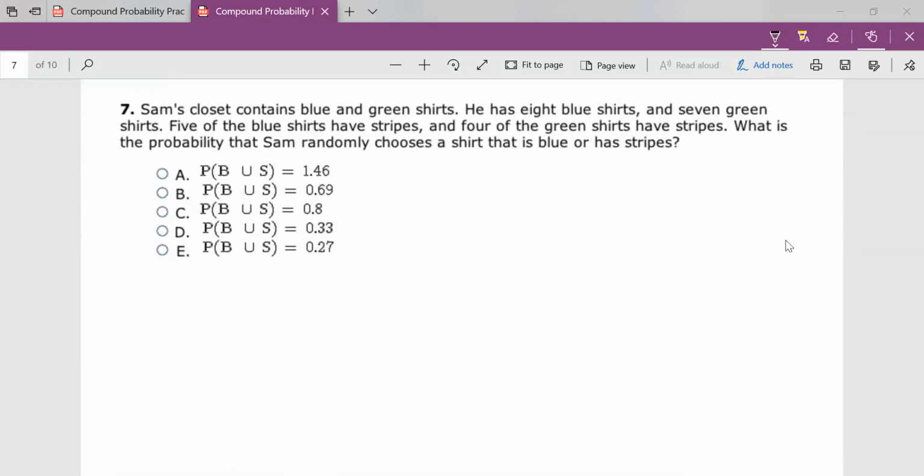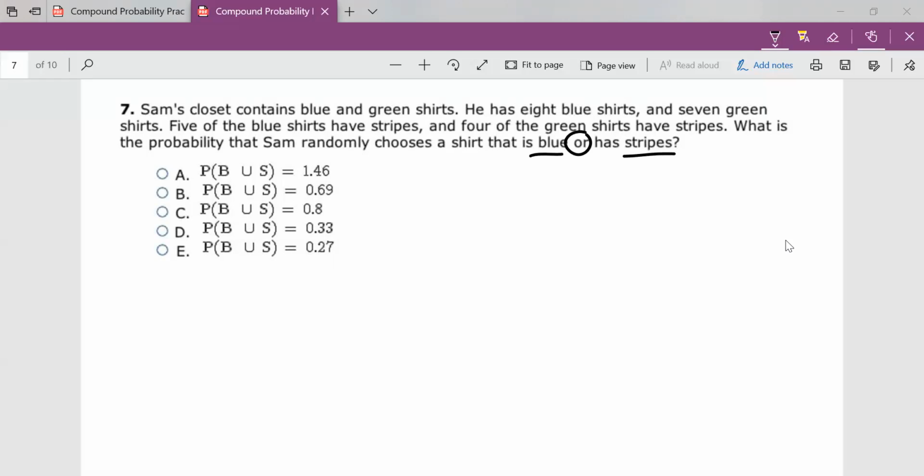Okay, moving on, number 7. We have Sam's closet contains blue and green shirts. He has 8 blue shirts, 7 green shirts. 5 of the blue shirts have stripes. 4 of the green shirts have stripes. What's the probability Sam randomly chooses a shirt that is blue or has stripes?